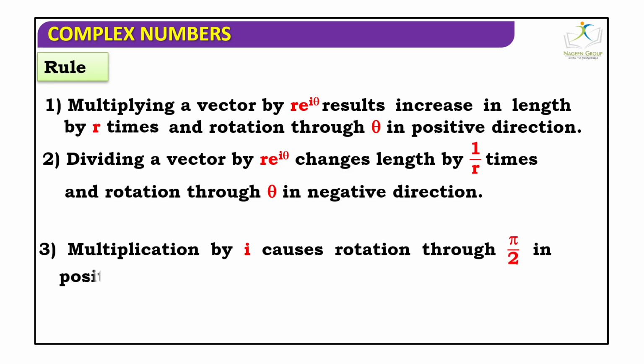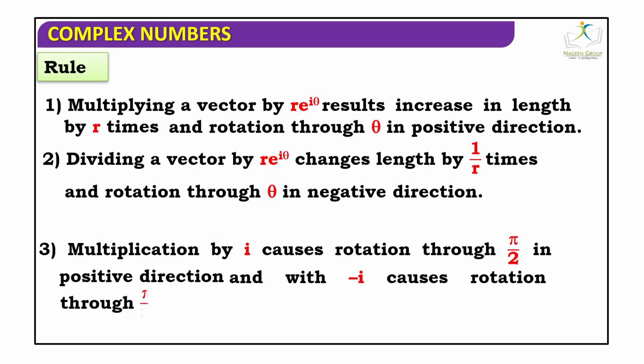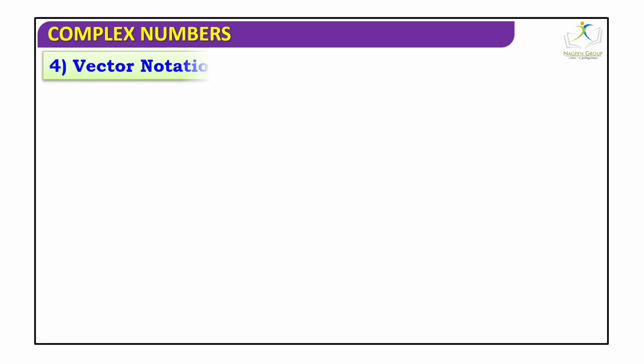Now multiplication by iota causes rotation through pi by 2 in the positive direction. If we multiply this by iota, then it causes a rotation through pi by 2. And if it is minus iota, it causes rotation by pi by 2 in the negative direction, right?